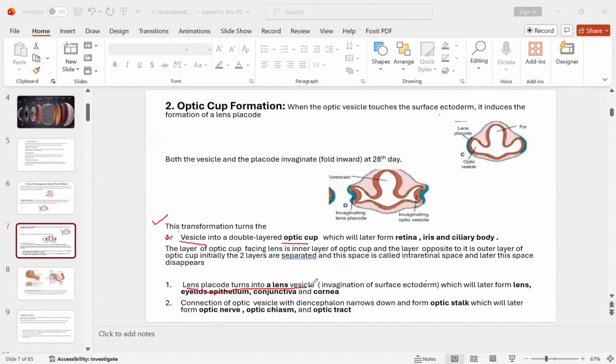a lens vesicle. This lens vesicle is very important because it plays the major role in the development of the lens. As we mentioned in the last lecture, the lens is the derivative of the lens vesicle, so without the lens vesicle no lens is formed. So the major focus of today's lecture will be the lens vesicle. So let's start today's lecture.